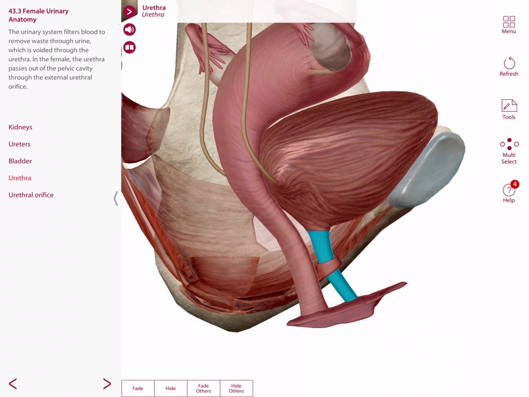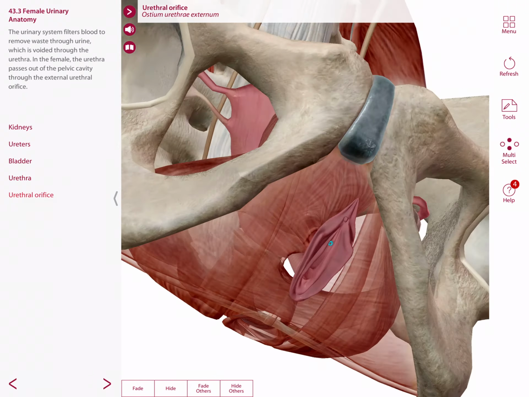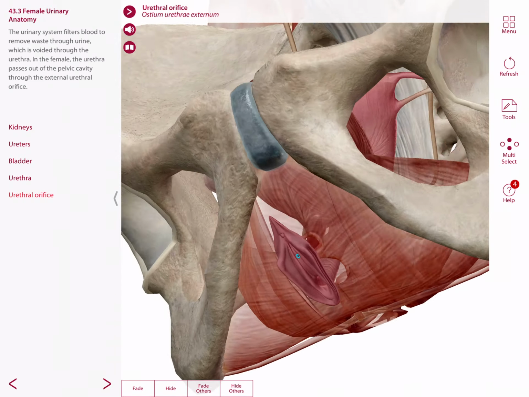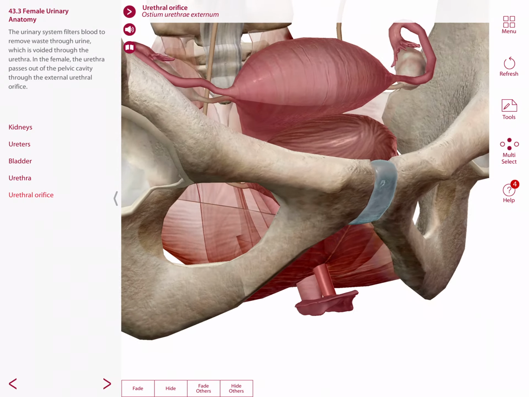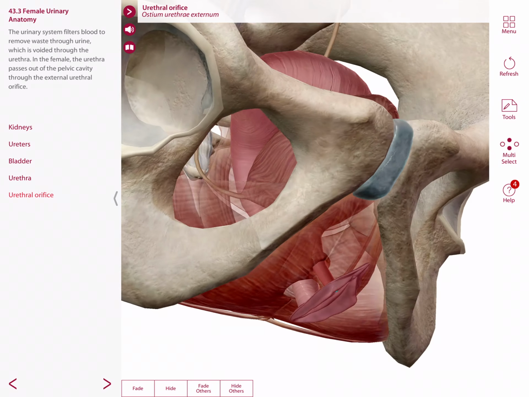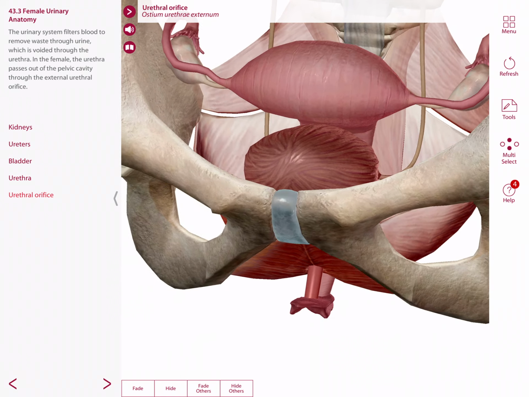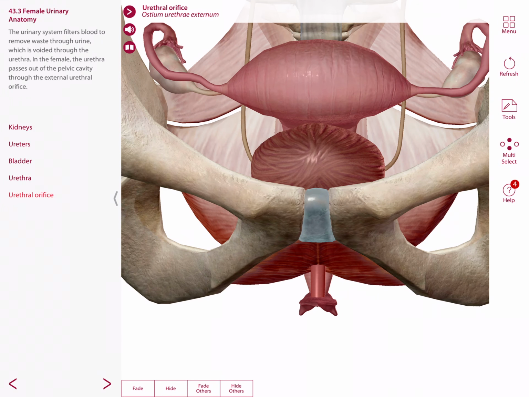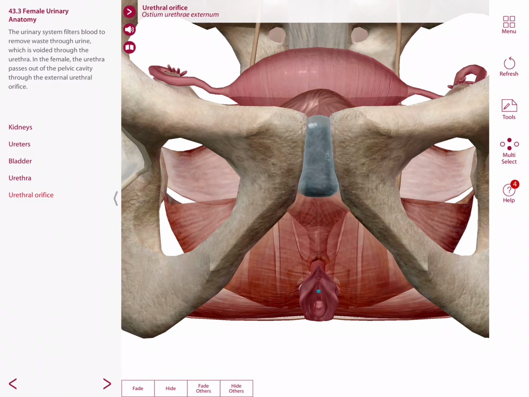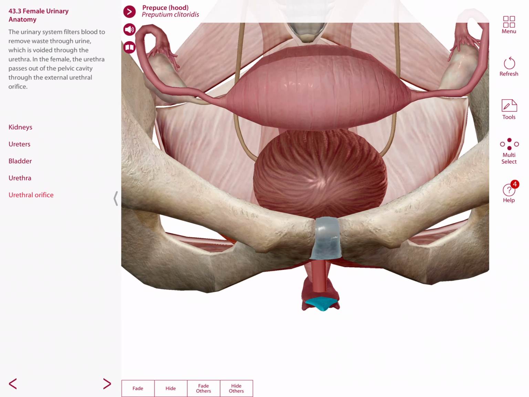And then you'll notice that instead of the penis, we've got the urethral orifice, and it is much, much shorter, and that's what makes females actually more prone to getting UTIs, or urinary tract infections. The plumbing is just different, and so bacteria has an easier pathway to get into the urethra and up into the urinary bladder. So most of the time those urinary tract infections will start down here in the urethra, and they will travel up into the urinary bladder.